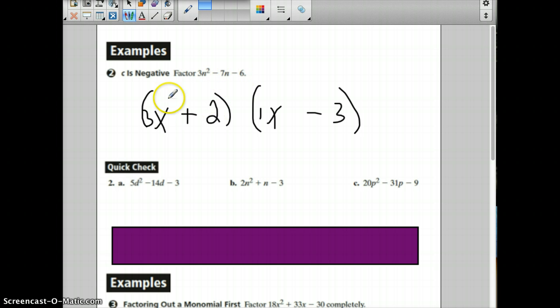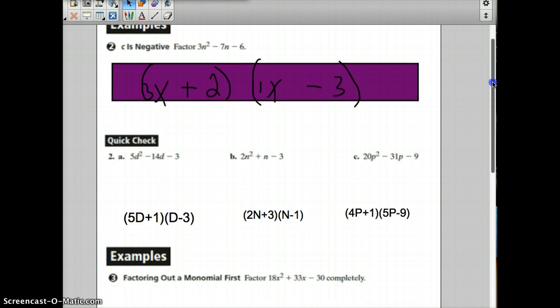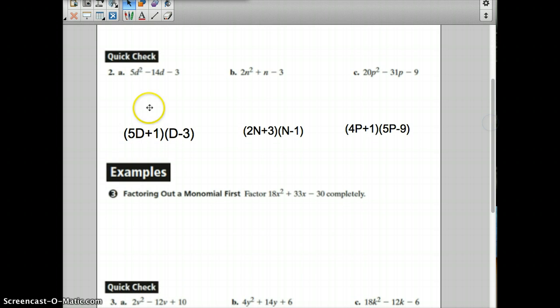And I can double check my first terms gives me 3x squared, and my last terms gives me negative 6. Okay, go ahead and guess and check on the next 3 quick checks and see how you do. If you look at this quick check 2, we've got 5d plus 1 times d minus 3, and then 2n plus 3 times n minus 1, and then 4p plus 1 times 5p plus 9.